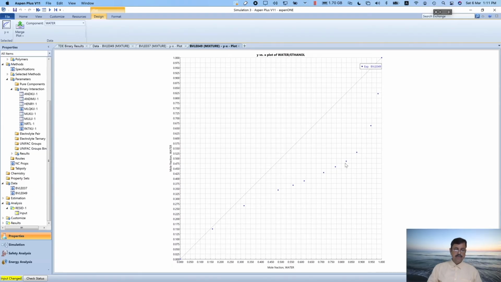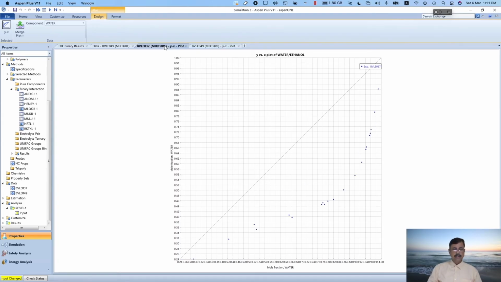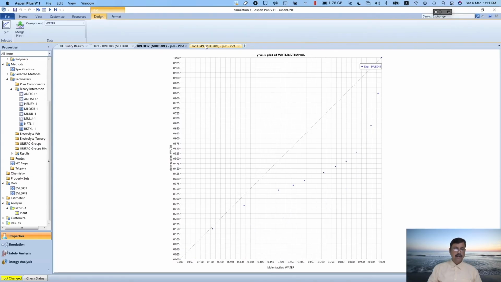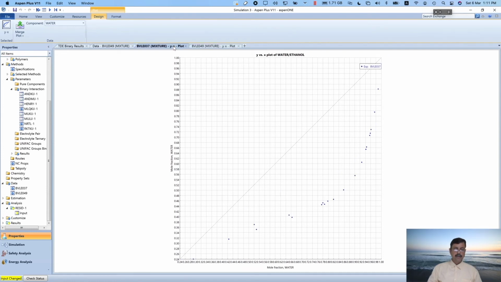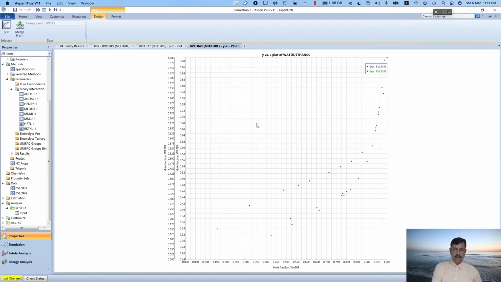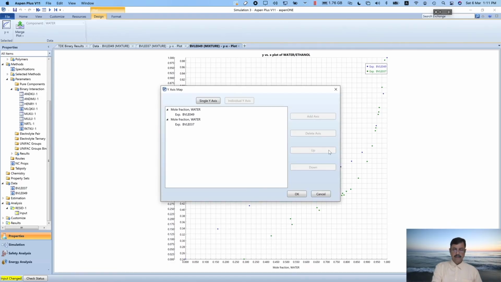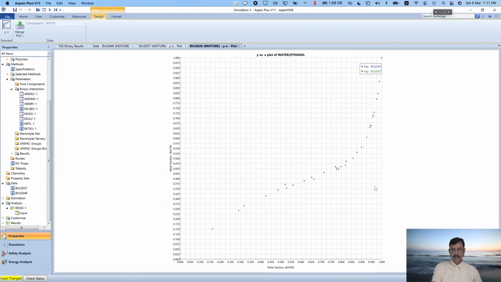Now we have two plots. Now we want to compare them. We want to see whether these two plots match with each other. Let us try. For that, we will merge the plots. Let us merge the plots. Do it with a single y-axis. Yes. Now you can see it has merged.